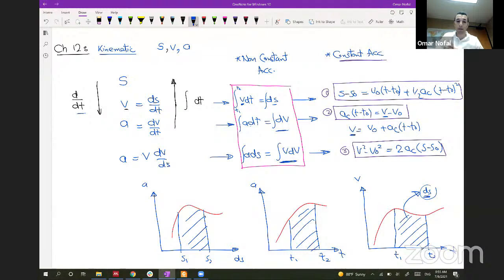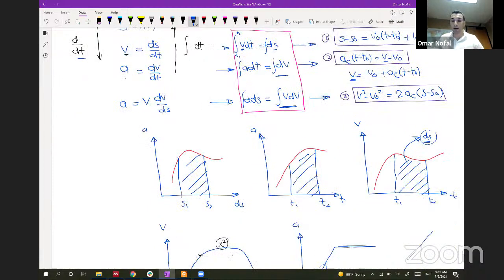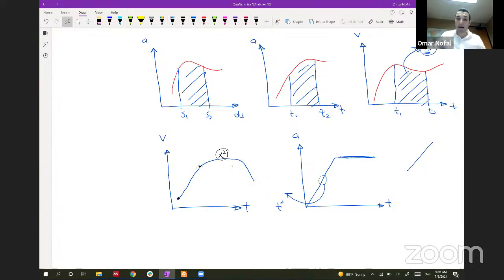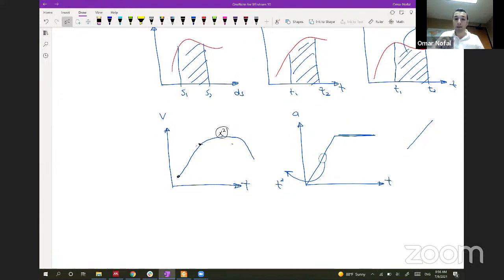If you want to go from S to V, you will lose a power, like if S is a function of T square, then V will be a function of T and A will be a constant. And similarly, if you are going back from the acceleration to the velocity to the position, you will be following the same thing. So this is for that. I know I'm very slow, but I'm trying to revise some concepts with you and refresh some ideas. So this is for linear motion.